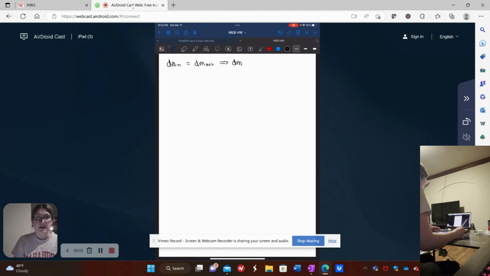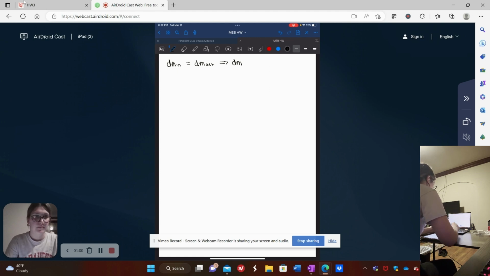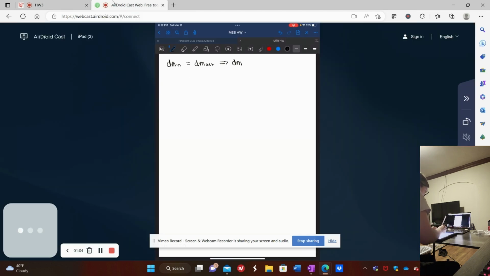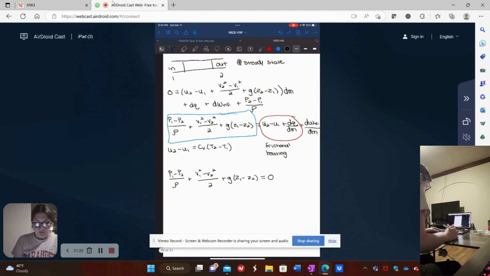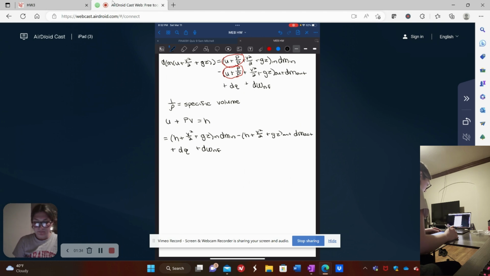And then we were given that we are at a constant velocity and a constant potential energy. So that means that our kinetic energy at our initial state and at our final state are equal as well. And then that means that our potential energy at the initial state and the potential energy at the final state are equal. So if we go back to the equation that we derived here, we can see that V1 squared over 2 is being subtracted by V2 squared over 2. And since these are equal values, they will cancel out. And the same goes for the potential energy.